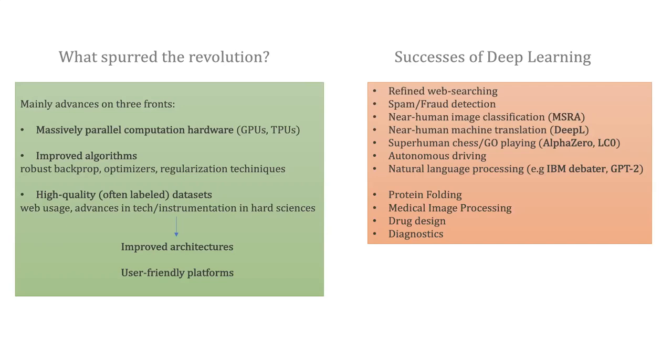Finally, another important thing was the availability of many high quality, sometimes labeled data sets. This came because of the massive adoption of web usage, but also advances in tech and instrumentation in the hard sciences. You have a lot of data coming from high energy physics and astrophysics and of course biology and so on. So you have a lot of available data sets to train your models. These were the three main things. And although it's a chicken and egg problem, this resulted also in improved architectures, because after the first big success of deep learning was demonstrated, a lot of interest turned into it. There were improved architectures and also development of user-friendly platforms that lowered the threshold for somebody entering the field.